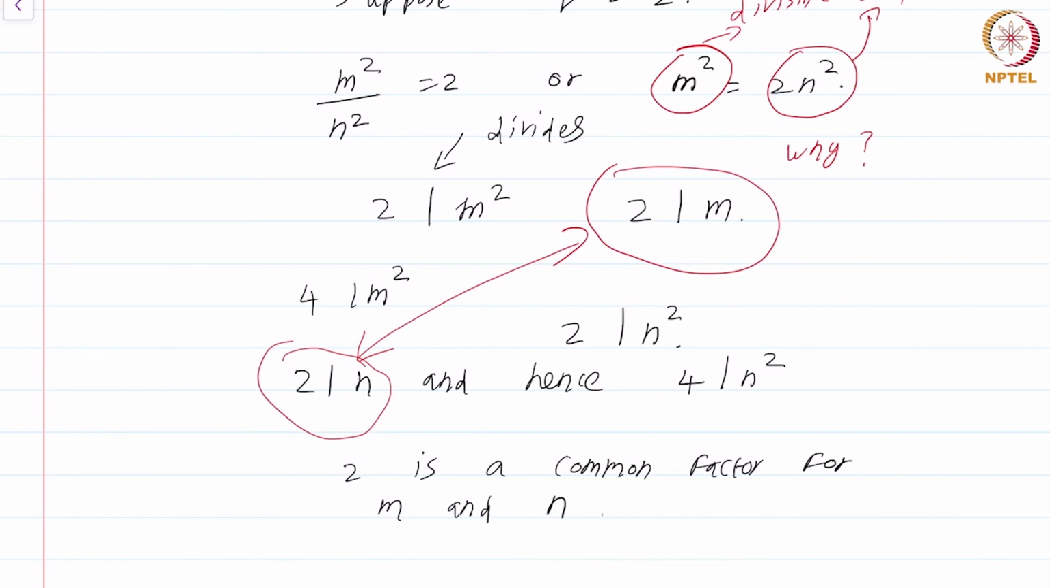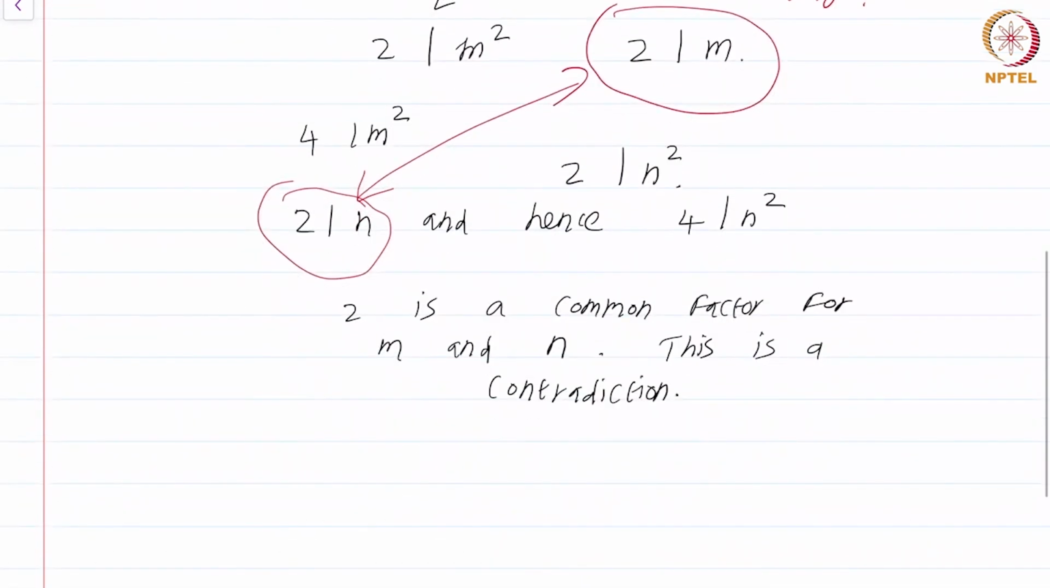This is a contradiction. Why is this a contradiction? Because we have assumed that m and n have no common factors. Hence, our proposition is proved.